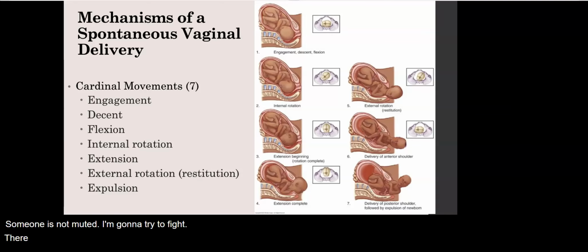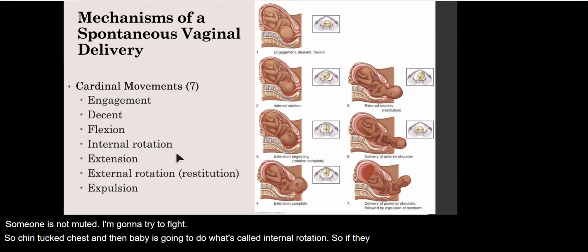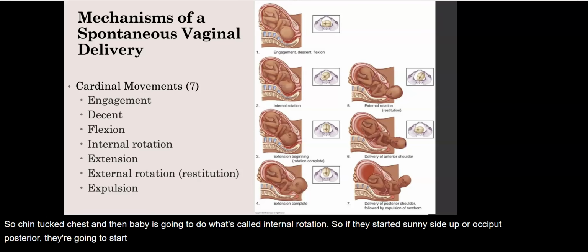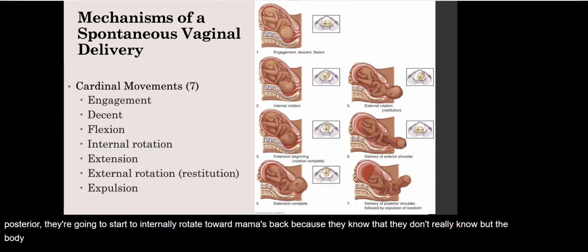So chin tucked to chest. And then baby is going to do what's called internal rotation. So if they started sunny side up or occiput posterior, they're going to start to internally rotate toward mama's back, because the body turns toward the mama's back so that they can start to move through the pelvis easier.